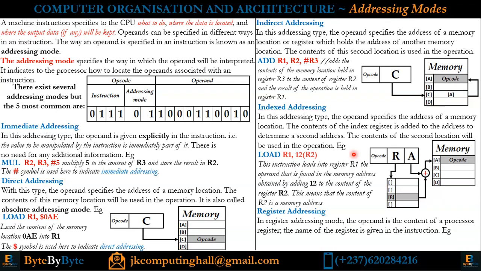In register addressing mode, the operand is the content of a processor register. The name of the register is given in the instruction. As an example, we have add R1, R2, R3. So here, the registers R2 and R3 hold the source operands, while R1 holds the result of the computation. So this one is easy to understand.